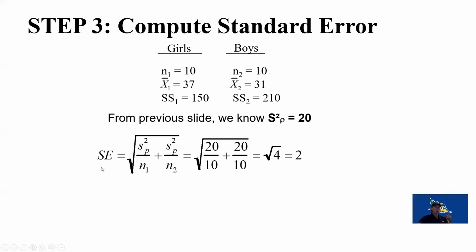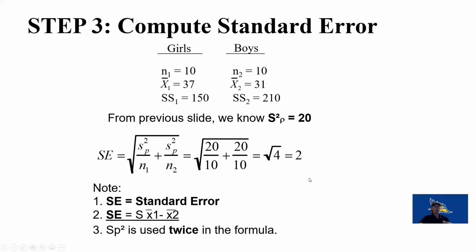And now we have to find the standard error. So the standard error is the pooled variance divided by the sample size plus the pooled variance divided by the sample size for the second group. So we take the pooled variance and the individual sample sizes, add them together, take the square root, and we get 2. That gives us a standard error of 2. That standard error of the difference between groups is 2.